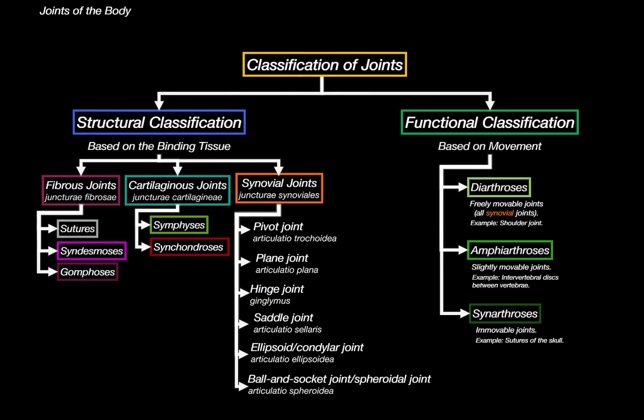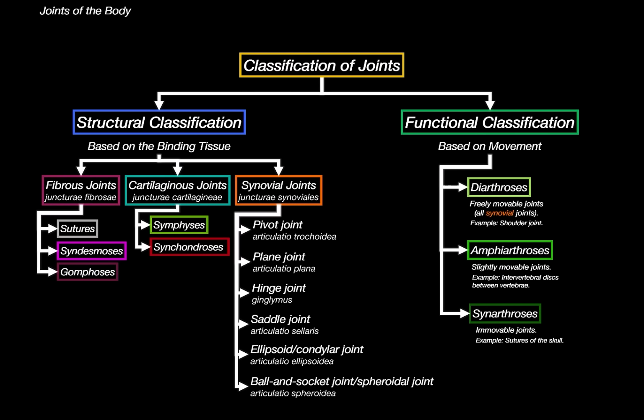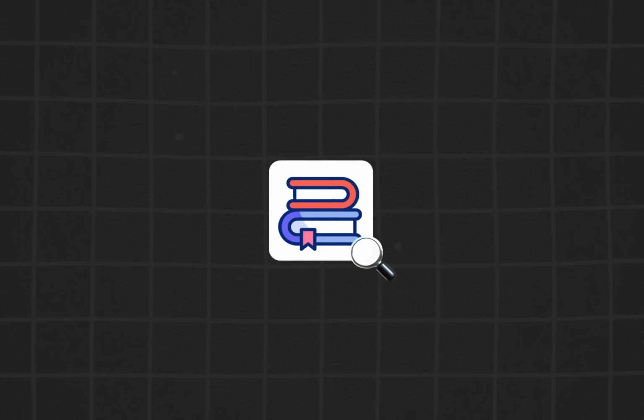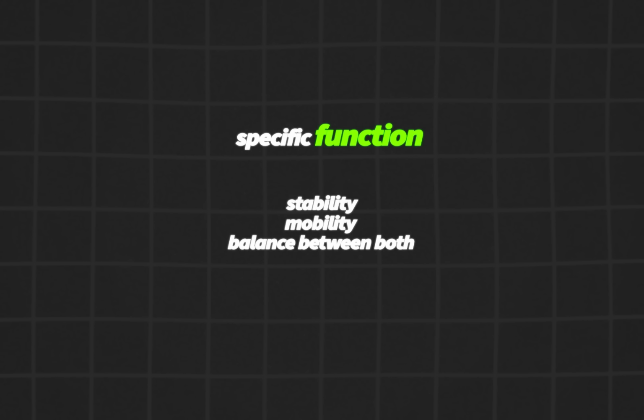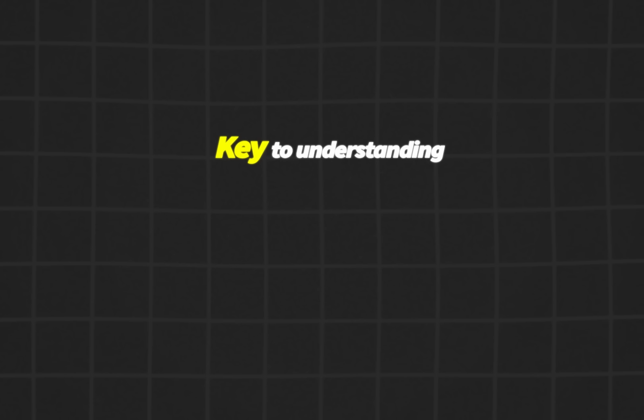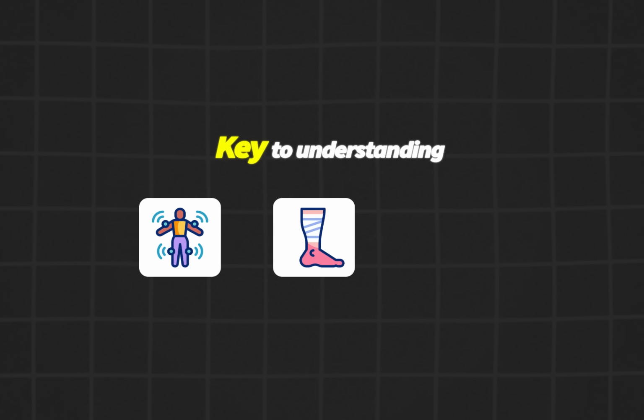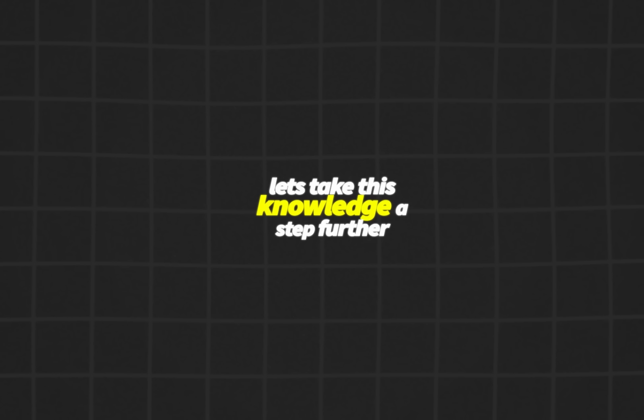So those were all the types of synovial joints. Each one is designed for a specific function, balancing mobility and stability to fit its role in the body. And that's how the joints in our body are organized. If you know the classification, you're guaranteed to be an expert in joints. Every joint has a specific function, whether it's providing stability, mobility, or balance between both. And recognizing these differences is key to understanding how the body moves, how injuries happen, and even how to approach treatment in clinical practice. Now, let's take this knowledge a step further.